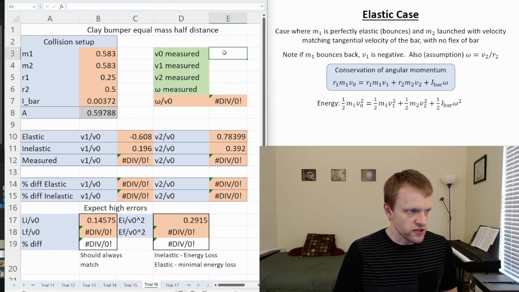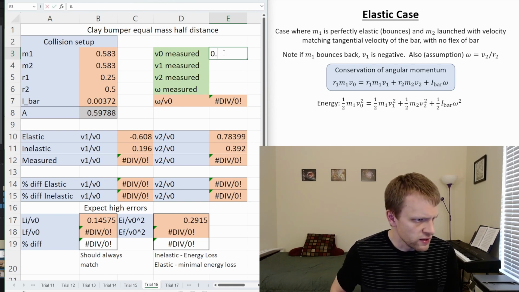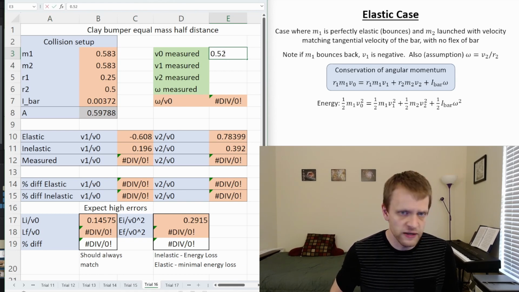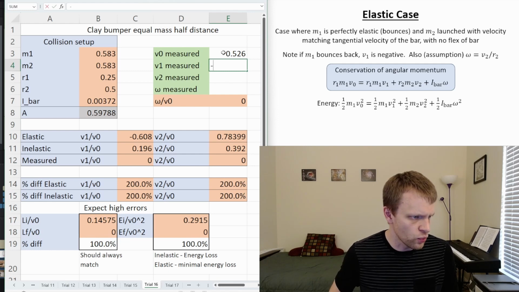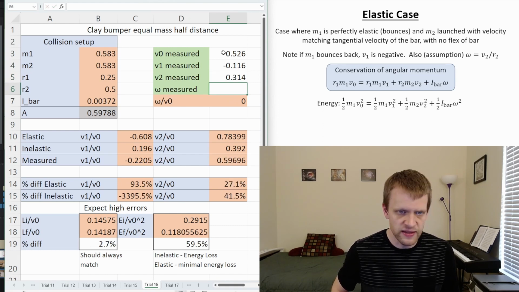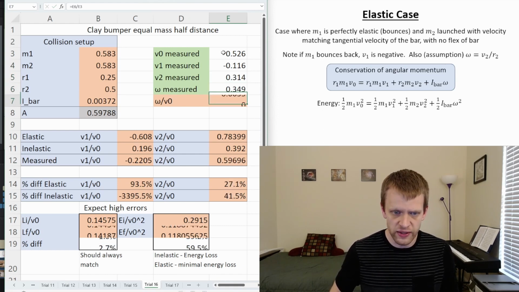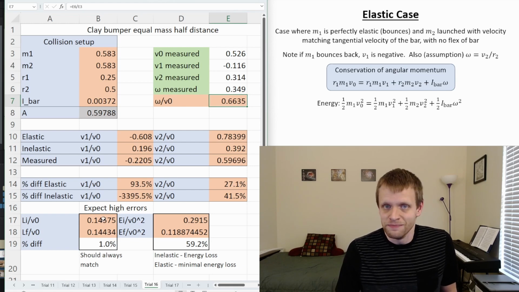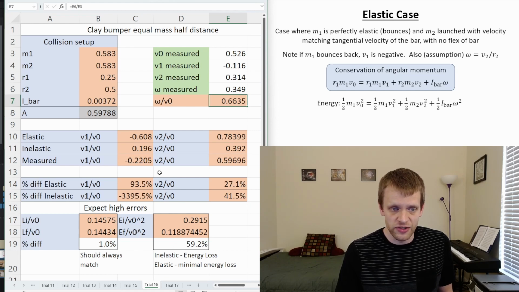Trial 16, another trial of the same sort of thing. Velocity before the collision, 0.526 meters per second. Velocity of cart 1 after is negative 0.116 meters per second. Velocity of cart 2, 0.314. And the angular velocity is 0.349 radians per second. Matching angular momenta and a similar energy loss, velocity ratios in the expected ranges.